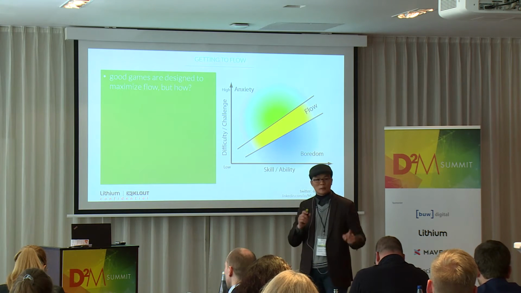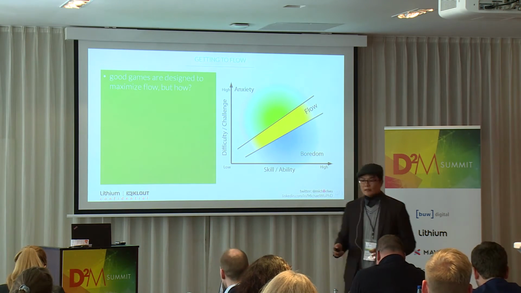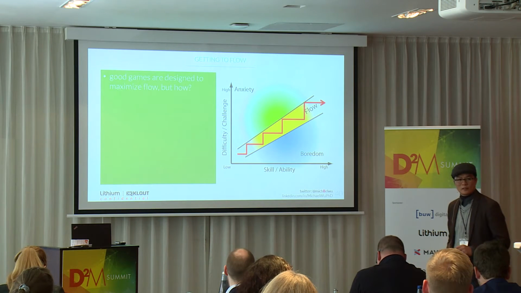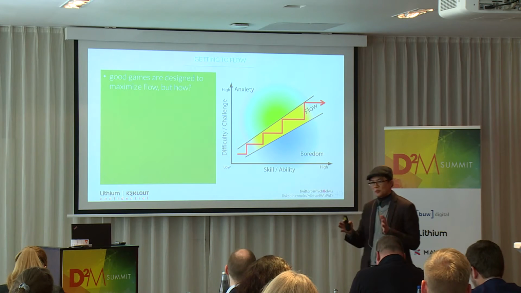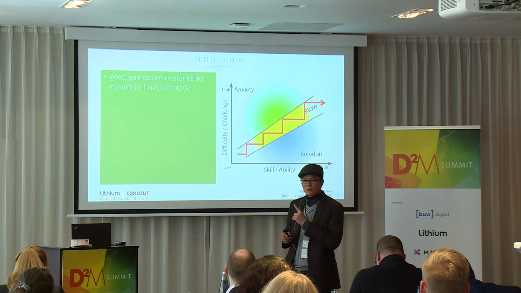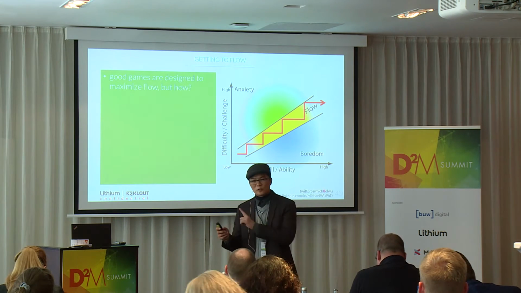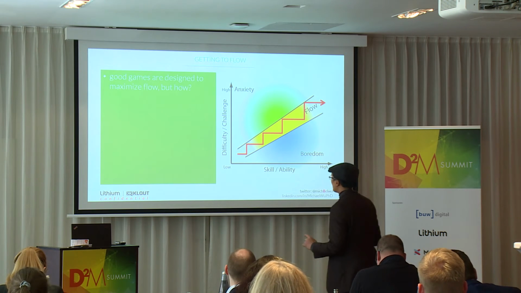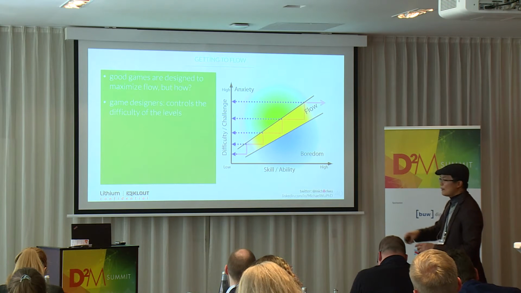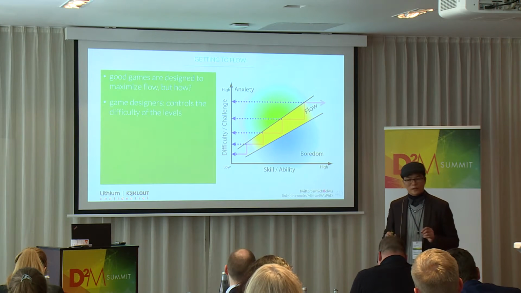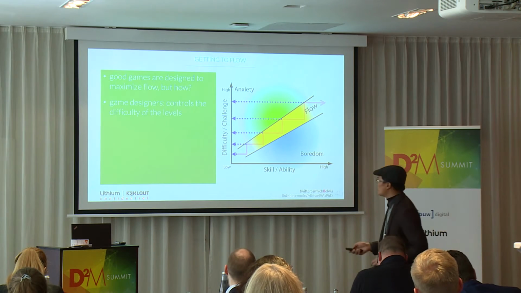In this case, I'm talking about video games. So how do you think they do that? They do that by zigzagging along this flow zone, right? But what does the game designer have to do in order to achieve this? Basically, they have to design the game in such a way that they control the level of difficulty in a very, very precise way. And that precise way is this.